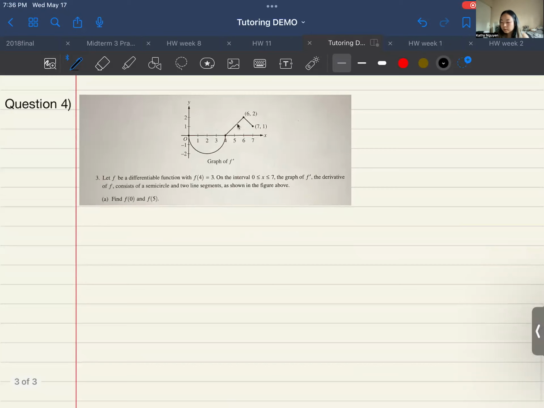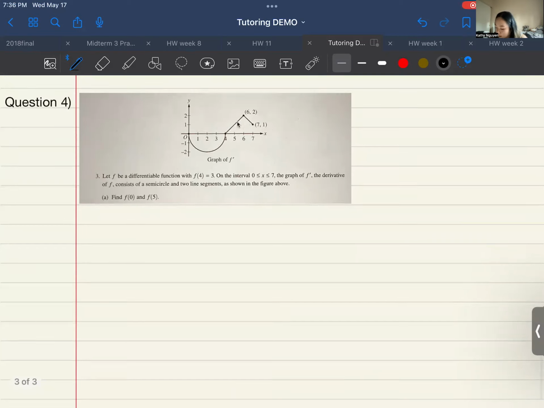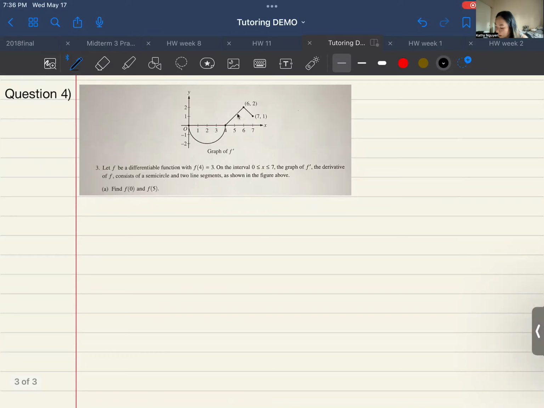Lastly, I wanted to cover a calculus problem. So this is a free response question coming from the Calculus BC AP test from 2022, if you're curious. So first, this graph, we need to read that it's the graph of f prime, and the problem gives you some information like that. That's important. The graph consists of a semicircle and 2 line segments.